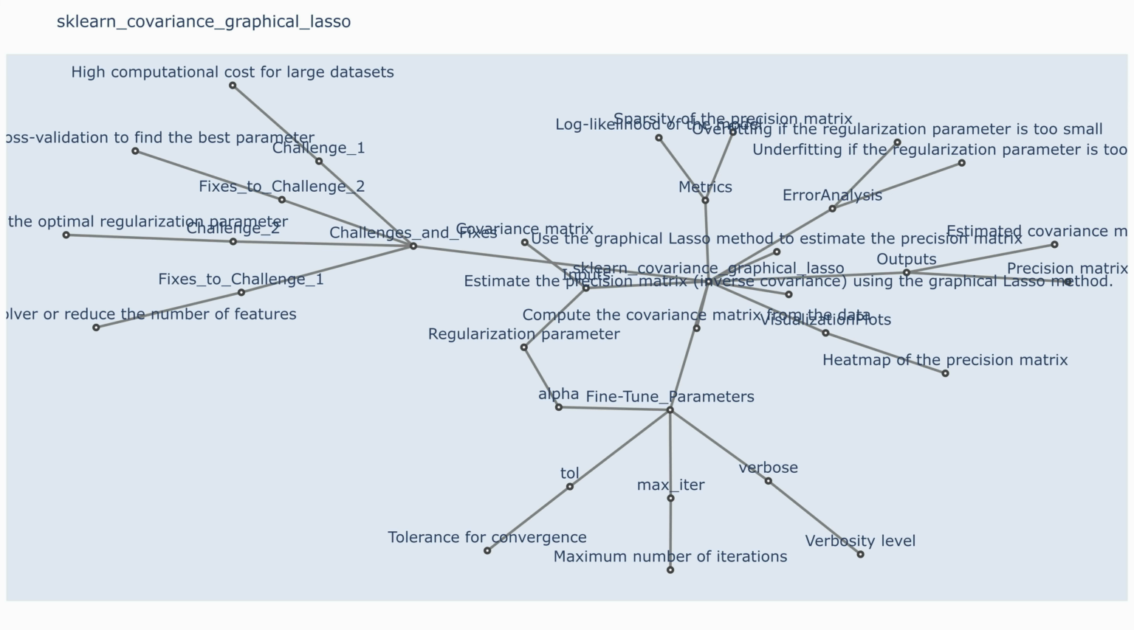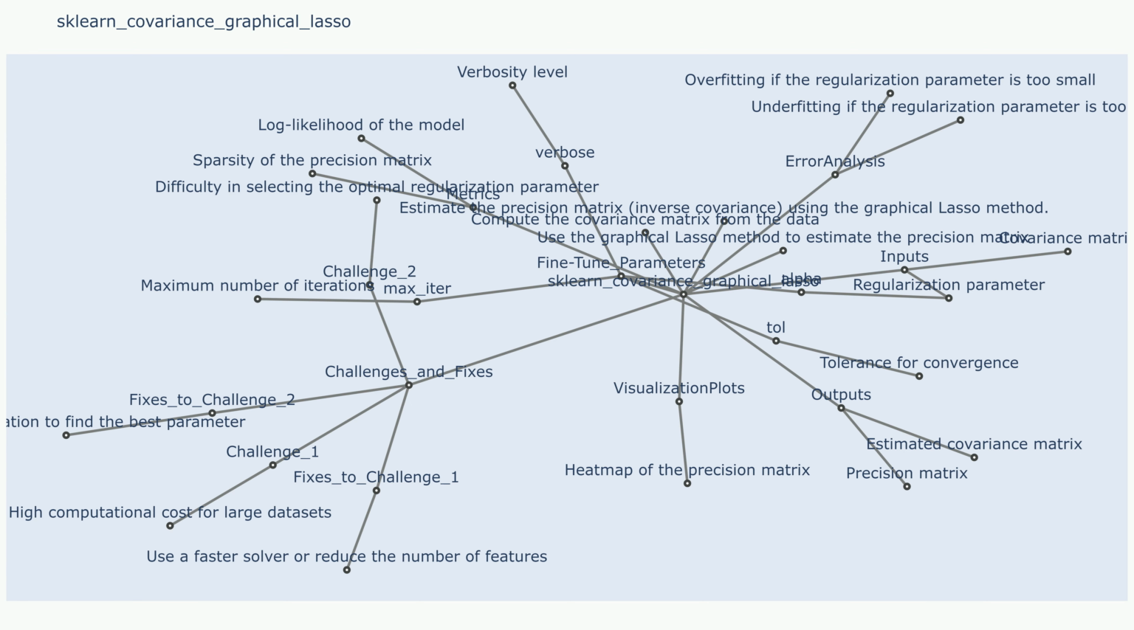sklearn.covariance.graphical_lasso. Description: explain in detail. Graphical lasso is a method for estimating sparse covariance matrices. It is particularly useful when the number of variables is large, and the true covariance matrix is likely to have many zero entries. The method uses a penalized likelihood approach, where the penalty term encourages sparsity in the estimated covariance matrix.